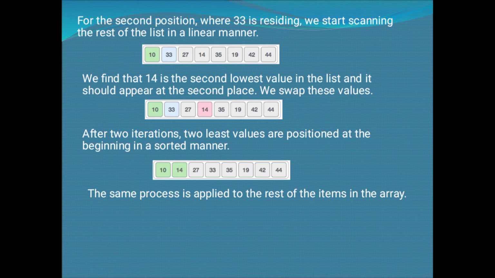27 is smaller. Compare 27 with 35. 27 is smaller. Compare 27 with 19. 19 is smaller. Now compare 19 with 42. 19 is smaller. 19 with 44. 19 is smaller. That is, I have compared and found my smallest element.